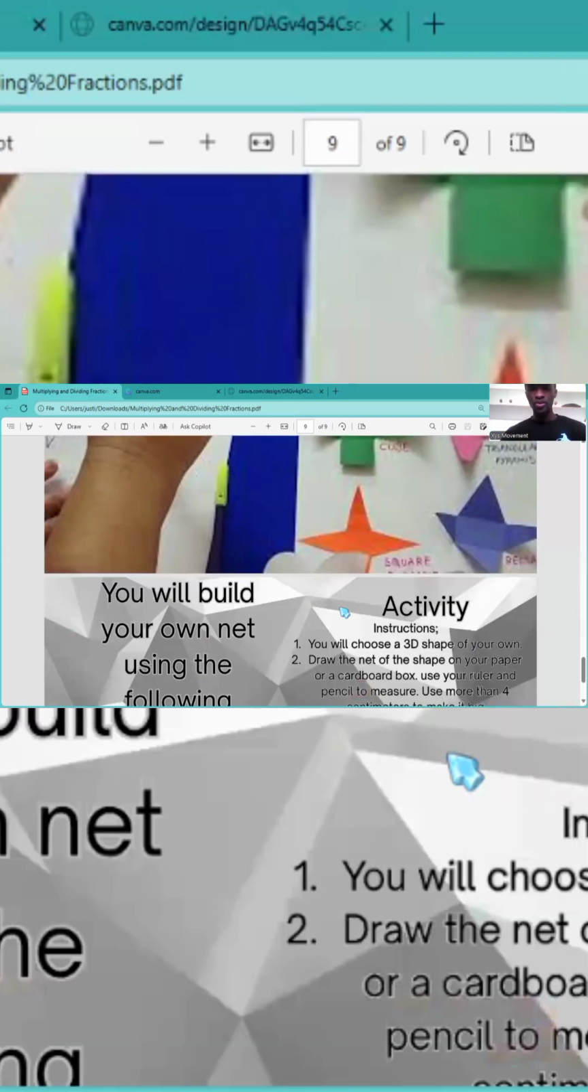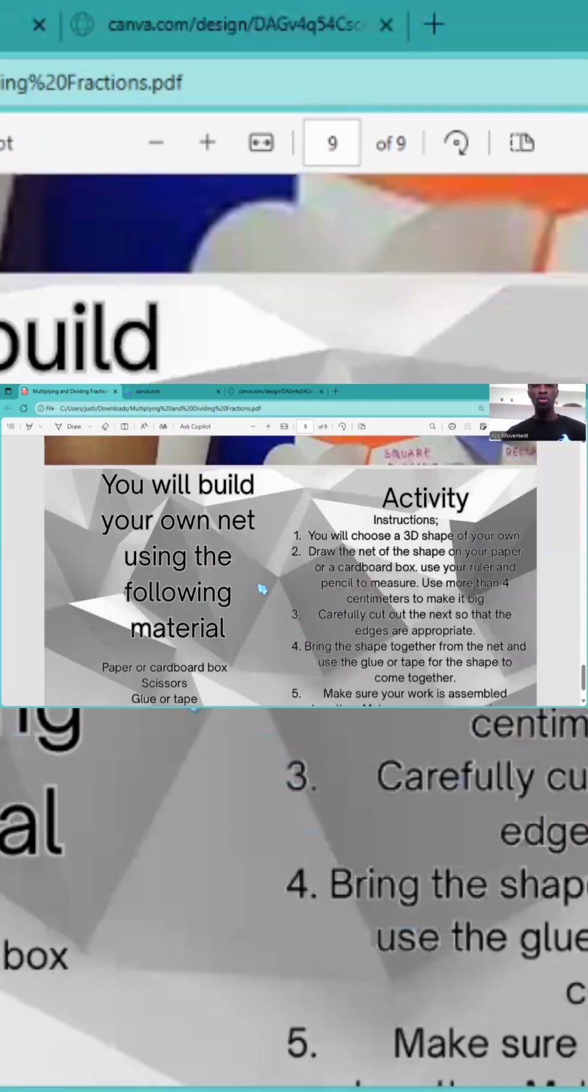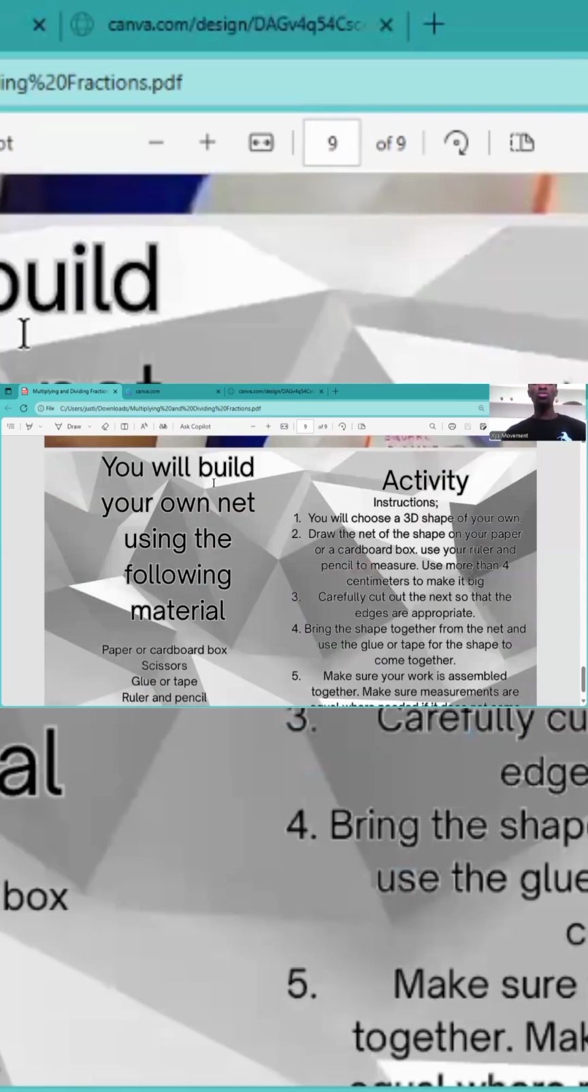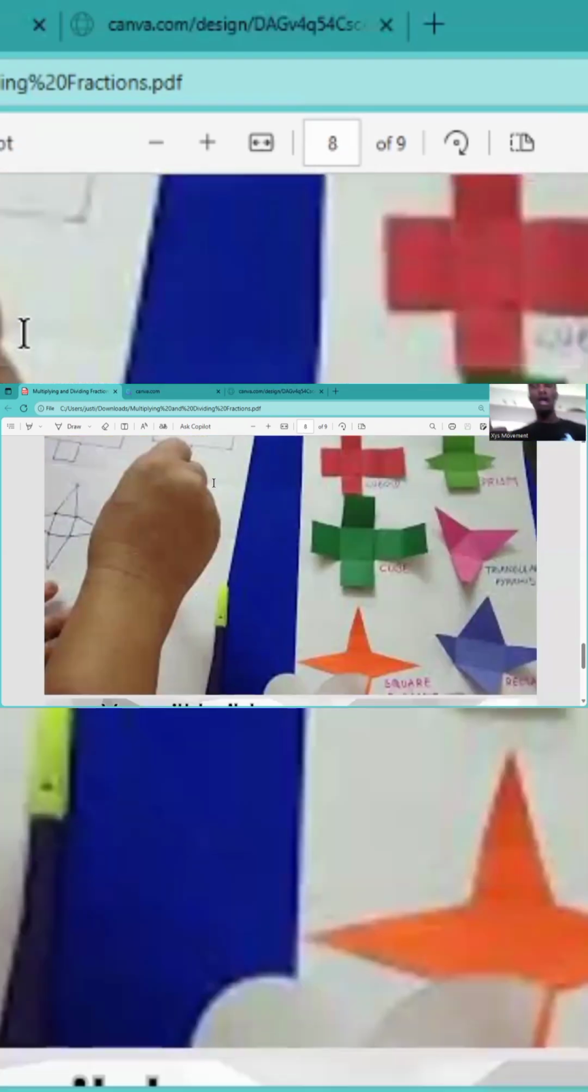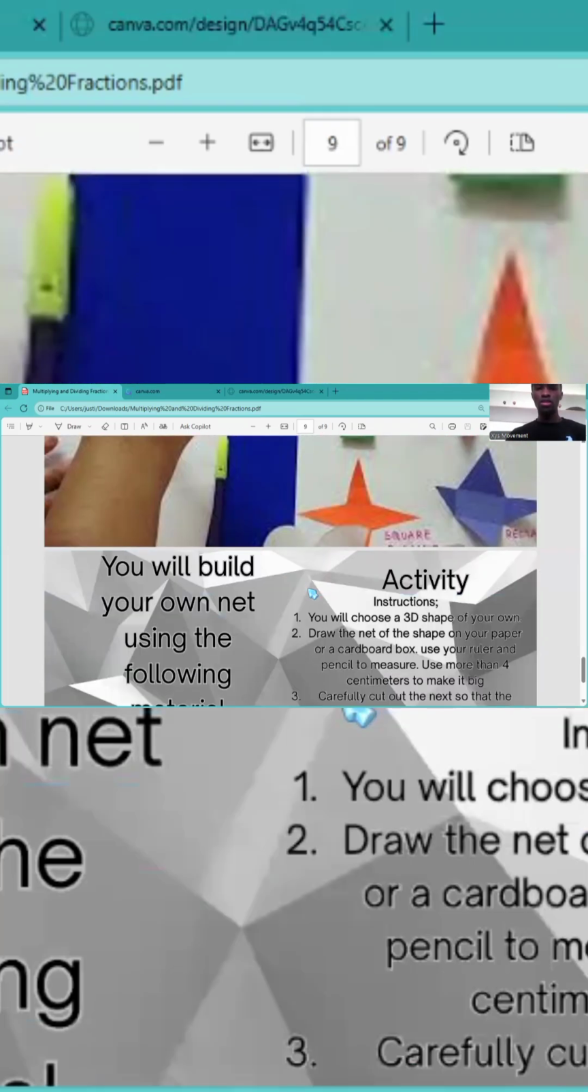So now, here's an activity. You're going to build your own. So let's reiterate it. You know that they are shapes and they have vertices. And now the point of this lesson is for you to know how to construct the nets of these shapes, because you cannot know how to disassemble them if you don't know the shapes themselves. So now, here's an interesting activity that you're going to do at home.